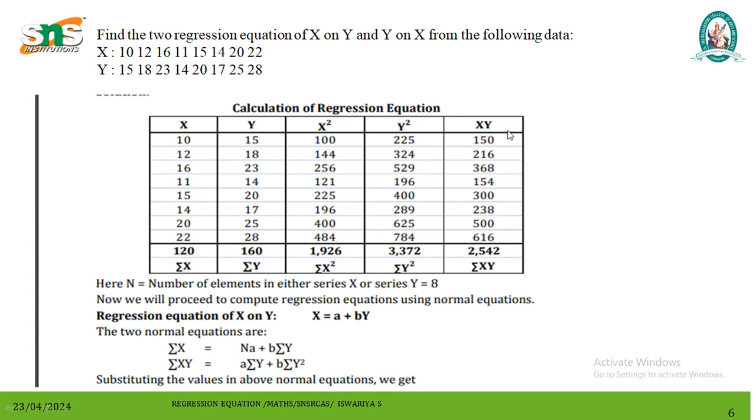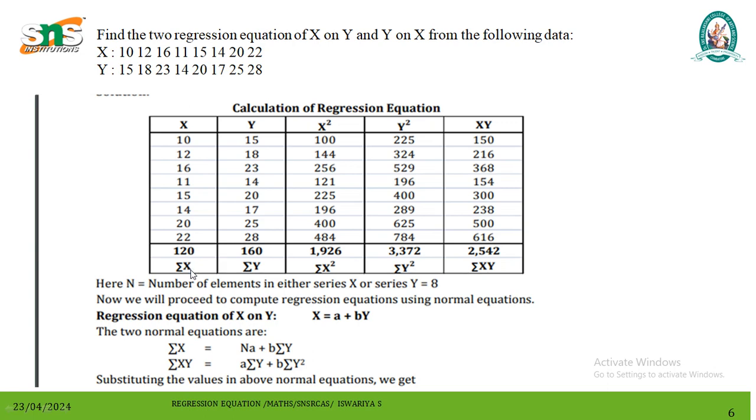And the last column is xy. To find the xy, we have to multiply the x and y terms. So the first one is 10 and 15. By multiplying 10 and 15, I get an answer as 150. By multiplying all the values of x and y, I get a column of xy. After completing the table, we have to find the summation value of all these values. First one is summation x. To calculate the summation x, we have to sum the values of x. By summing all the values, I get an answer as 120.